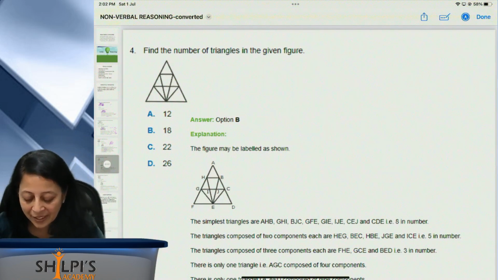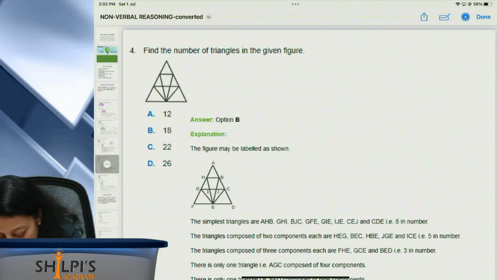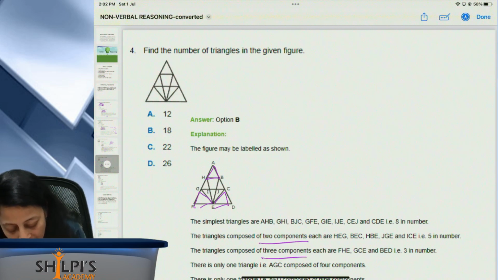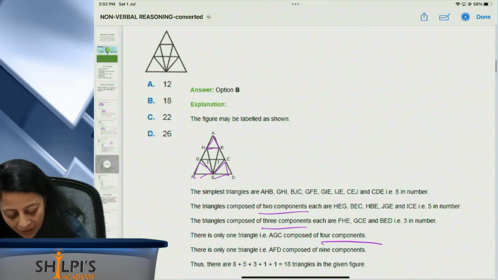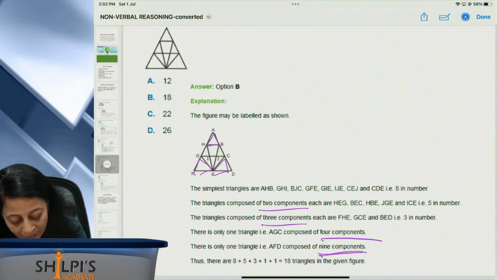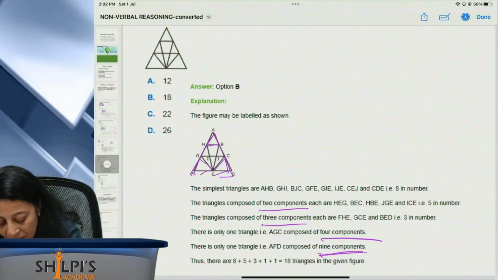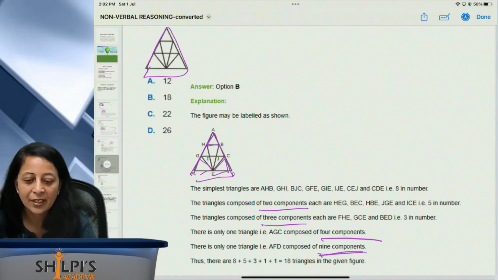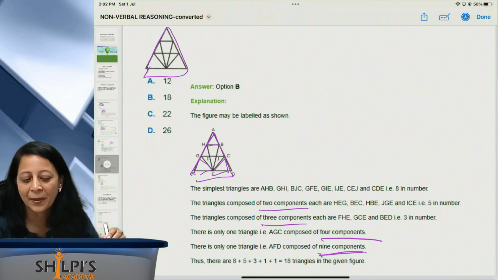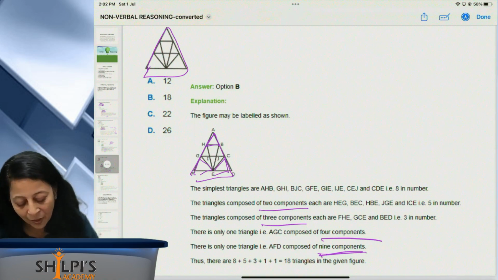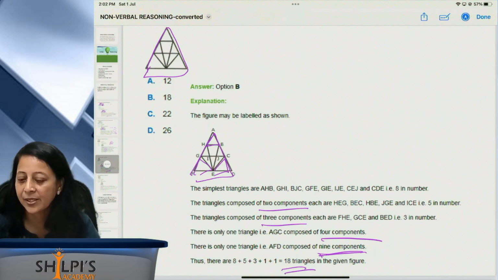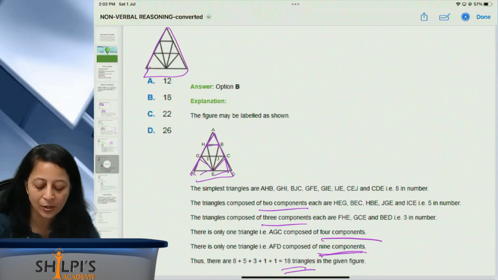Find the number of triangles in the given figure. So this is one triangle, this is one triangle. So these are the simpler triangles. Then it has 2 components, 3 components, and also 4 components. One triangle has even 9 components, which is the biggest in size, the fullest figure, where you have everything, all the triangles hidden in it. So by adding all this, you are getting almost 18 triangles. Just try drawing. So this is also a pattern of question.